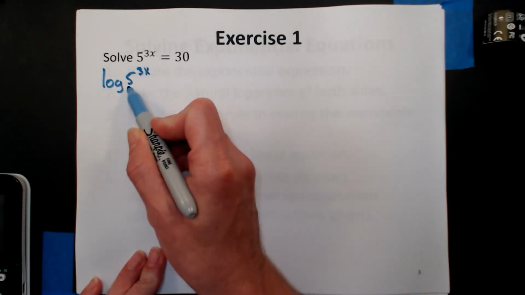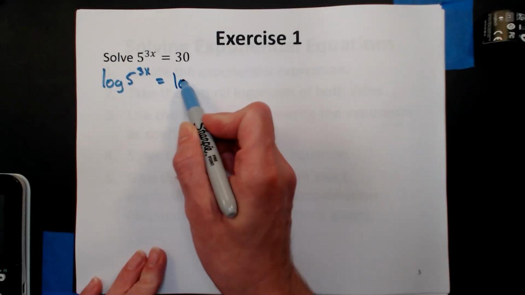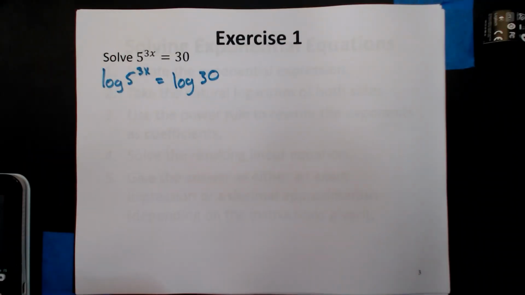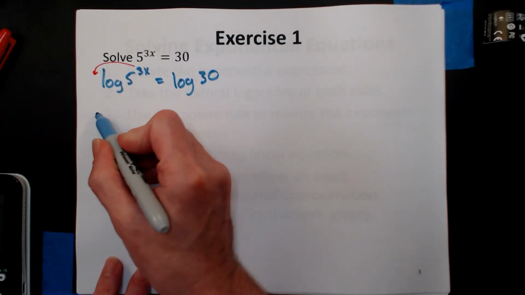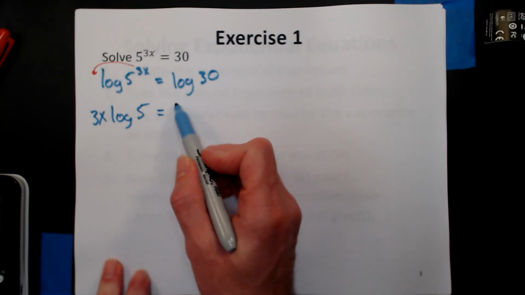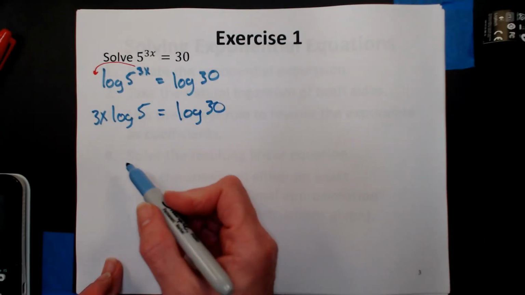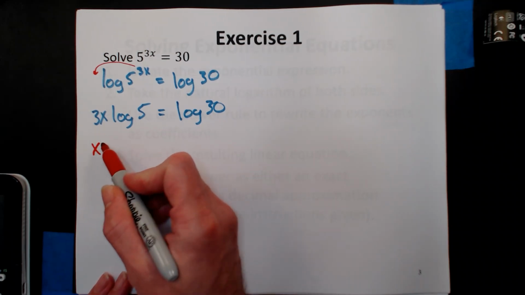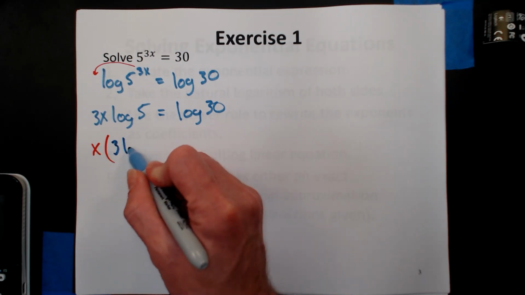So I have log of 5 to the 3x equals log 30. So now I'm going to move that 3x out front as a coefficient. So that's going to be 3x times log 5. Remember, it's understood to be base 10, equals log 30. So I'm going to factor out this x real quick. I'm going to have this x out front, times what I have left behind, 3 log 5.